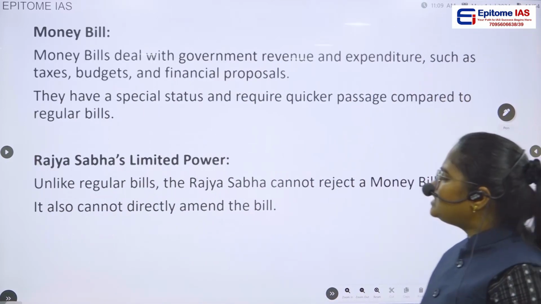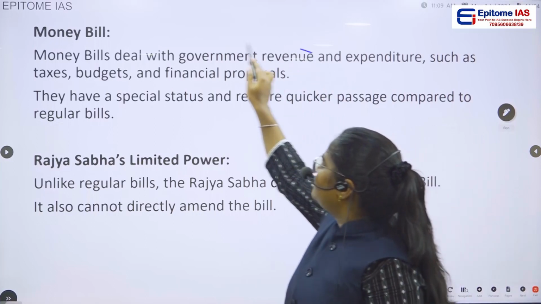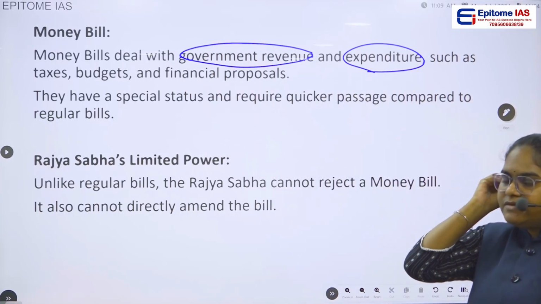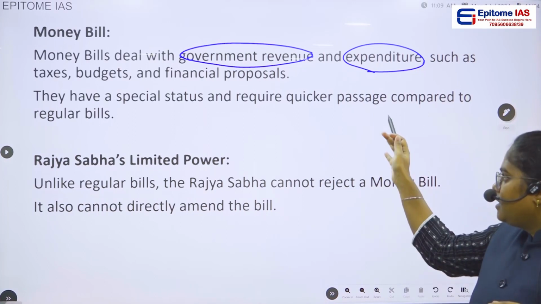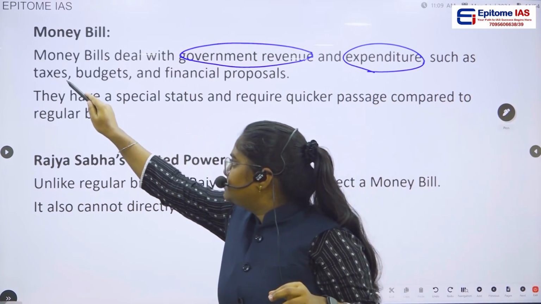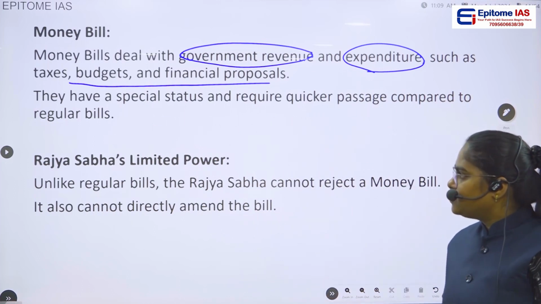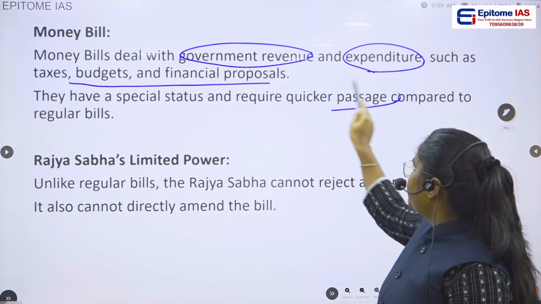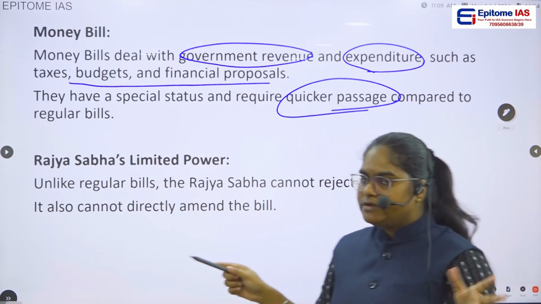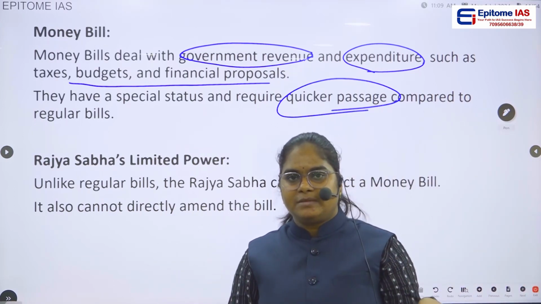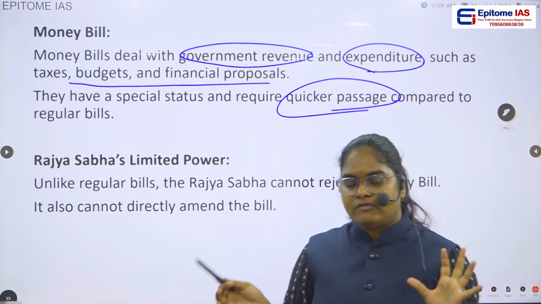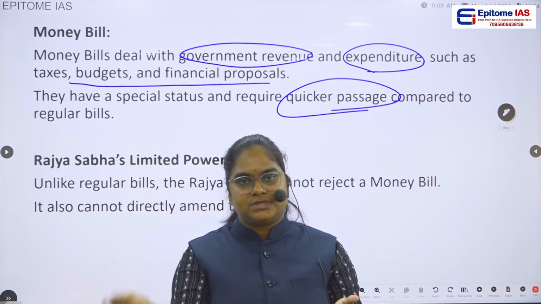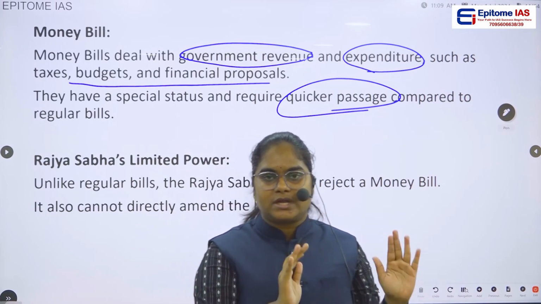If you see here, the money bill deals with the government revenue and expenditure. Okay, both government's revenue and expenditure. For example, we can say taxes, budgets and financial proposals. They have special status and require quicker passage compared to a regular bill. That's why in case of a money bill, we have some special provisions given to the Lok Sabha. Like the money bill can only be introduced in Lok Sabha and it cannot be introduced in Rajya Sabha.